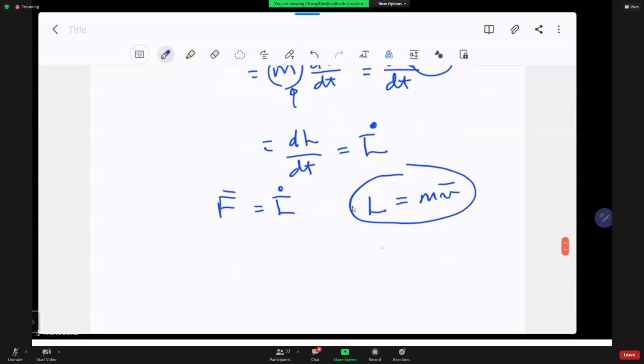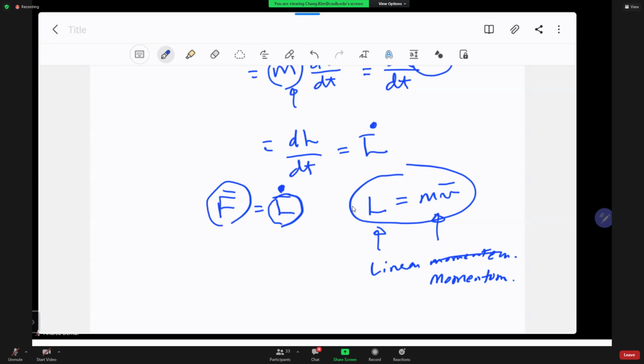This is known as linear momentum. So the change in linear momentum with respect to time is equivalent to the force.